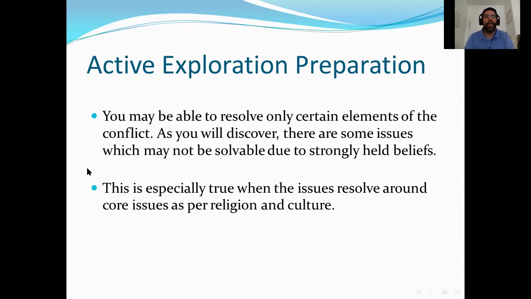Keep in mind that you may be able to resolve only certain elements of the conflict. As you will discover, there are some issues which may not be solvable due to strongly held beliefs. There are certain things that are not solvable. It does not mean that your project is a total loss. What it means is that you will solve what you can solve, and you will leave open for a later date, as things progress and things mature, issues to solve in the future.